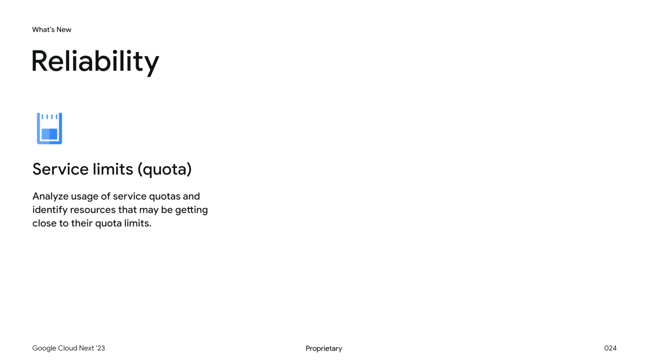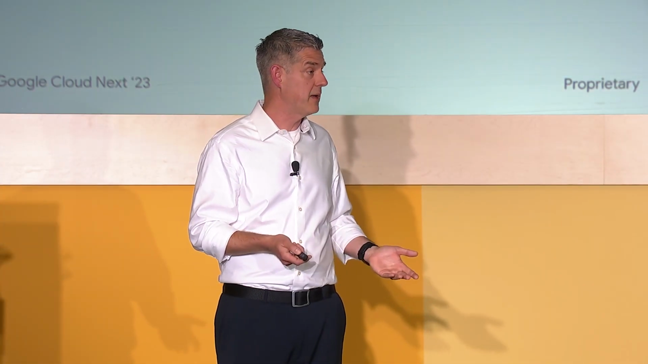And finally, we have a new reliability recommendation. This one's pretty cool. This one's called Service Limits. Many people refer to it as a quota recommender. This analyzes your service usage and identifies resources that may be on their way to getting close to their quota limits so that you can proactively mitigate potential issues there.